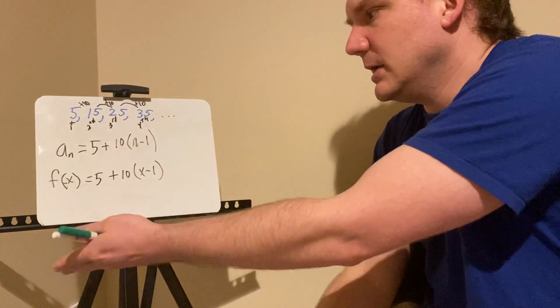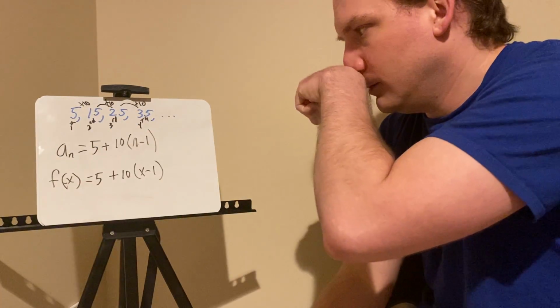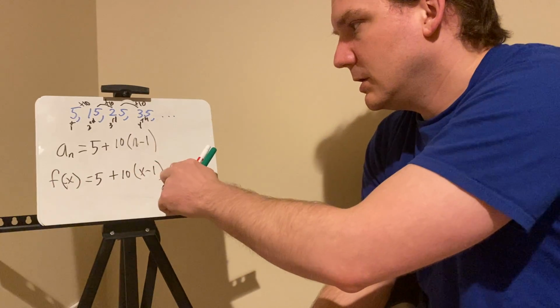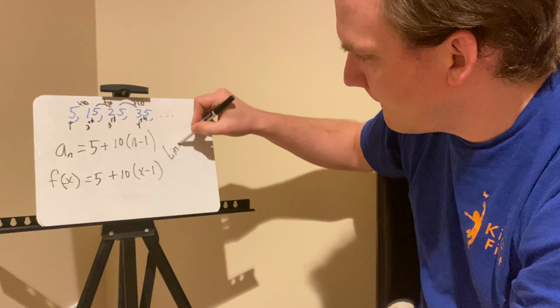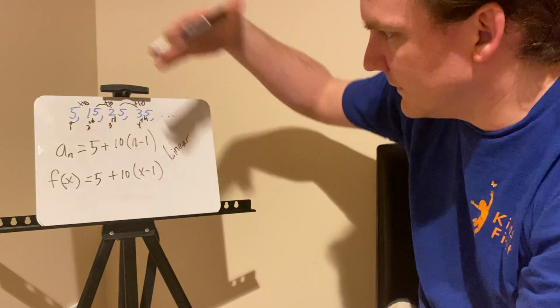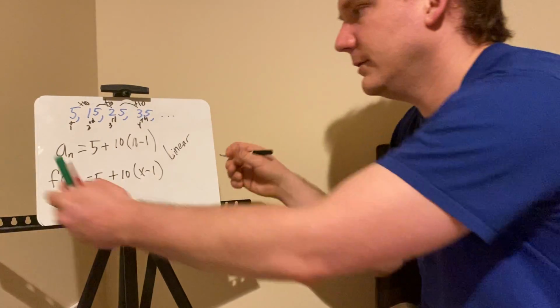So you can write it either way here, and it will give you an equation, and you're identifying this as linear. And it's linear because I identified it as arithmetic. Arithmetic gives me a linear equation.